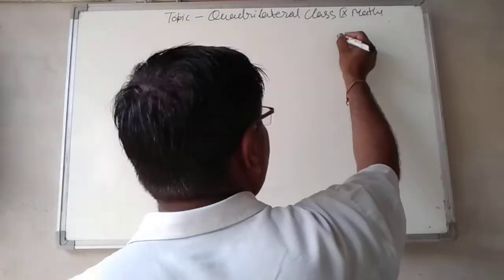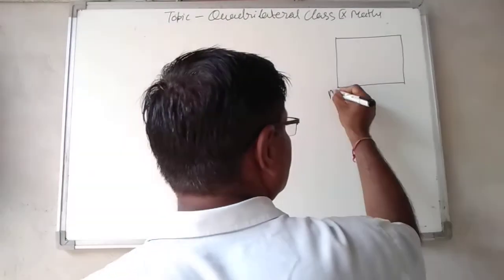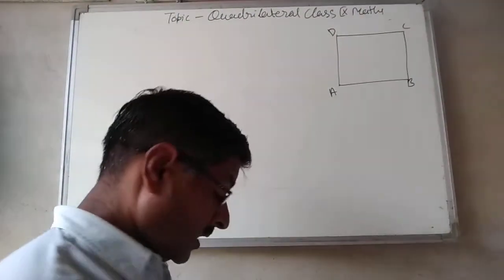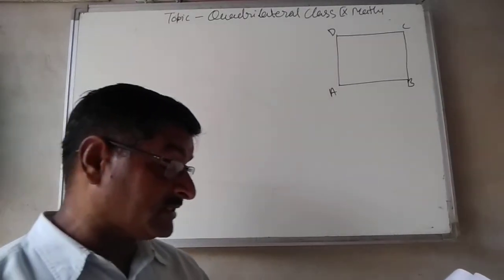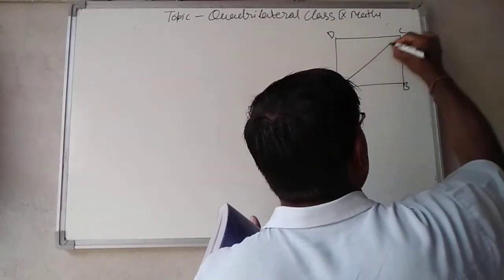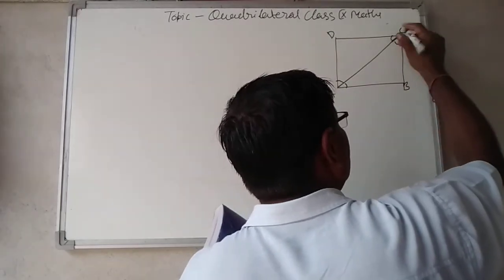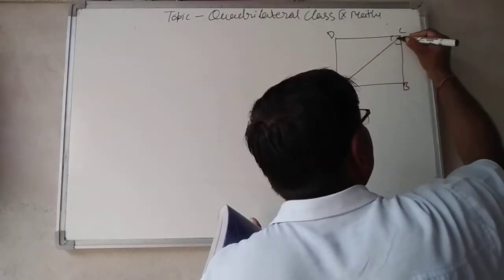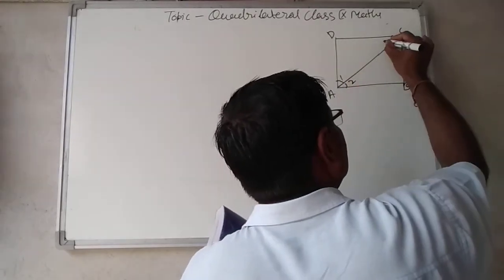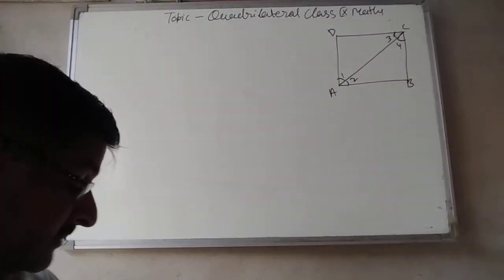ABCD is a rectangle in which diagonal AC bisects angle A as well as angle C. These two parts are equal, these two also equal. Angle 1 is equal to 2, angle 3 is equal to 4. Show that ABCD is a square.